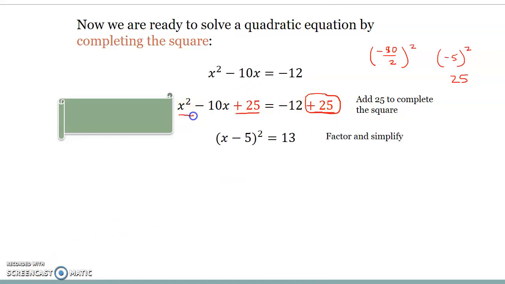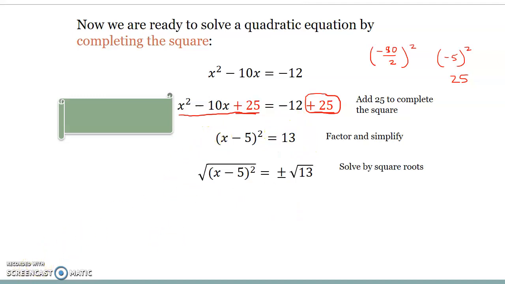All right, so now I have my perfect square trinomial, which I'm going to factor. This will become x minus 5 squared. And then negative 12 plus 25 is 13. Right, so if I hadn't added that 25, I'd have negative 12 over here, and then it wouldn't work. So make sure that you do that.